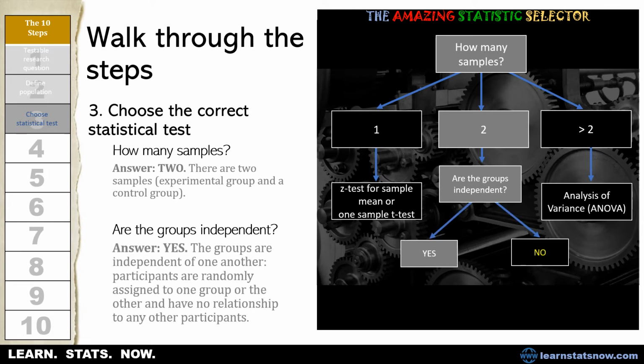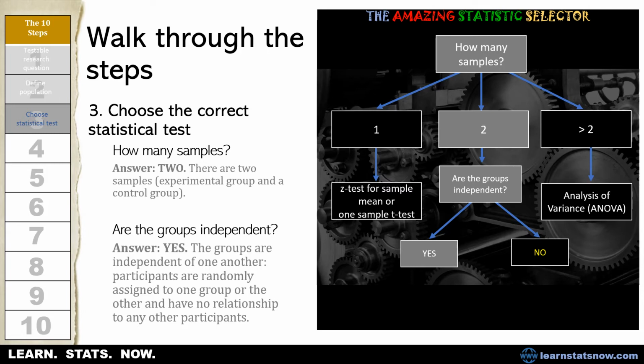And the answer is yes, they are independent. Why? Because we randomly assigned folks to each of the conditions, right? So we have an experimental group and a control group, and there's really no relationship between individuals either within the group or between the groups. So the answer is yes, the groups are independent of one another. Participants are randomly assigned to one group or the other and have no relationship to any other participants.